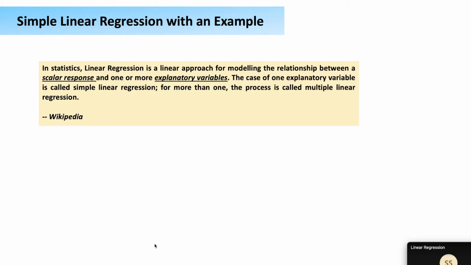Okay, now this definition also talks about how we are going to model a linear relationship between the scalar response and the explanatory variable. And we are going to see what we mean by that, and how we create that linear relationship between our so-called scalar response, or say for instance the target variable, and the explanatory or predictor variable.